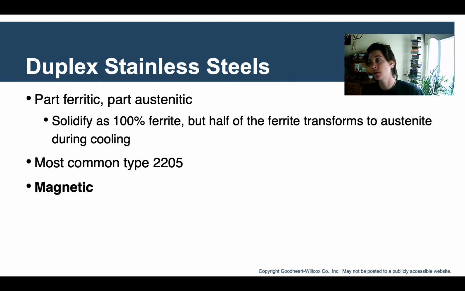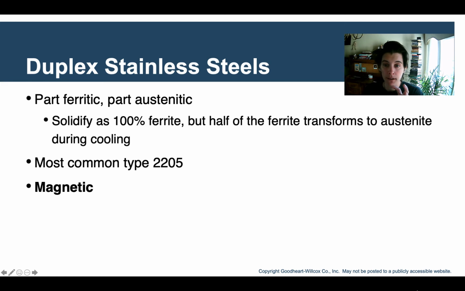Now, this gets to the even more complicated ones, duplex stainless steels. These are not terribly common, so you wouldn't necessarily encounter these naturally. This would be something more specific where you'd be working with these particular stainless steels. Now, these are part ferritic and part austenitic. That's why duplex, like two.